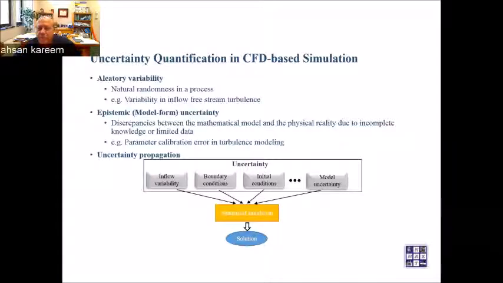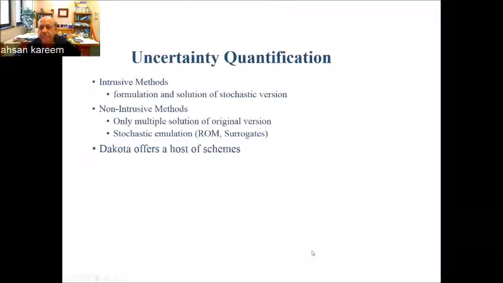Now, jumping into this very quickly and briefly, uncertainty quantification is a major thing. As many of you know, there are two kinds of uncertainties, aleatory and epistemic. The aleatory one is natural, we cannot avoid it. The epistemic one is because of lack of our knowledge. Inflow conditions, boundary conditions, initial conditions, and model uncertainty all go into our numerical solution, and we have an issue there. How do we quantify these things?